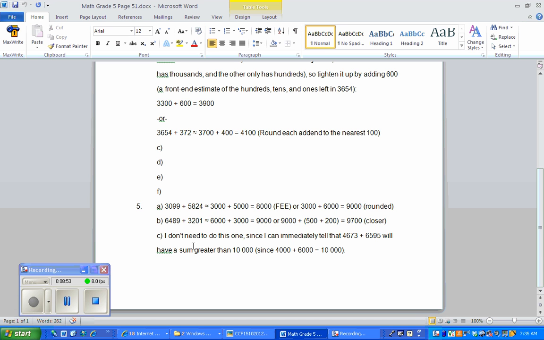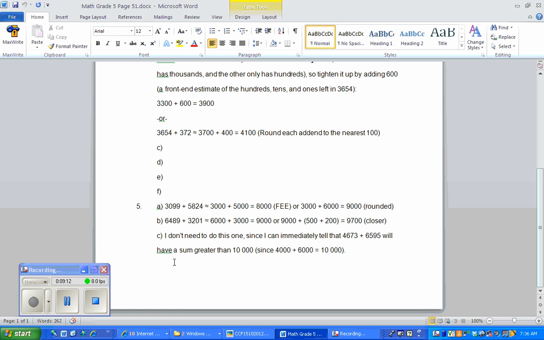For C, once again, like that other example that I showed you, I don't need to do this one since I can immediately tell that 4,673 plus 6,595 will have a sum greater than 10,000, since 4,000 plus 6,000 equals 10,000, and that's an underestimate.